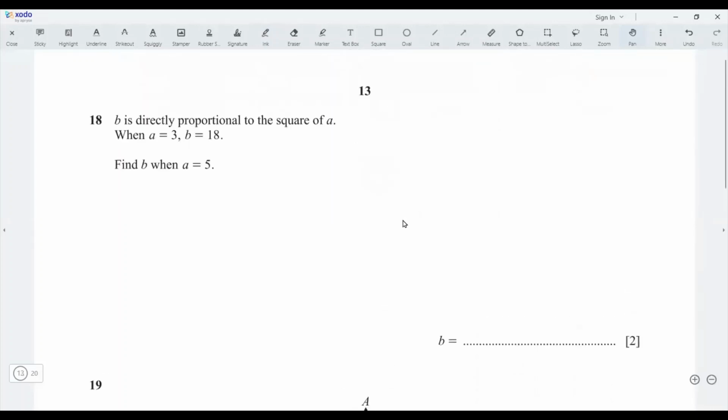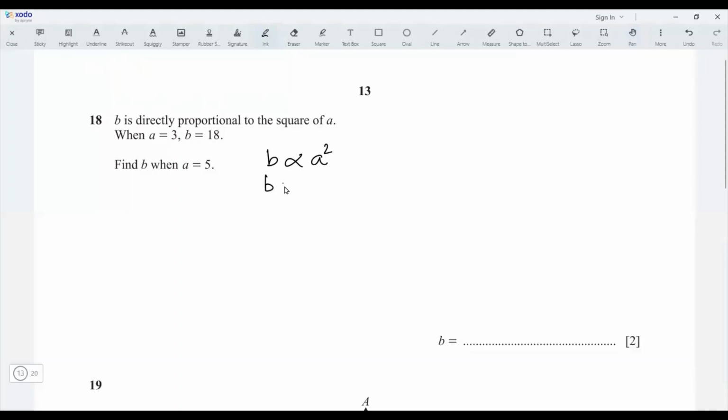In the next question, it is basically about variations. So B is directly proportional to the square of A. Read the question again and again, because most of the time some students miss that square, or the direct proportion, and they can write it down incorrectly in inverse form. So read the questions again and again.